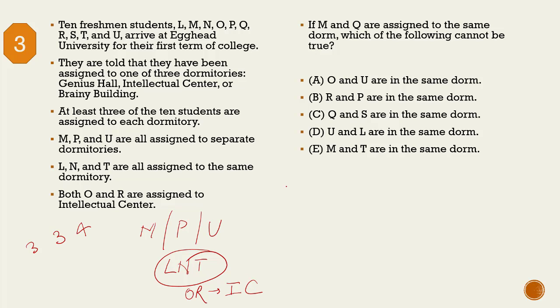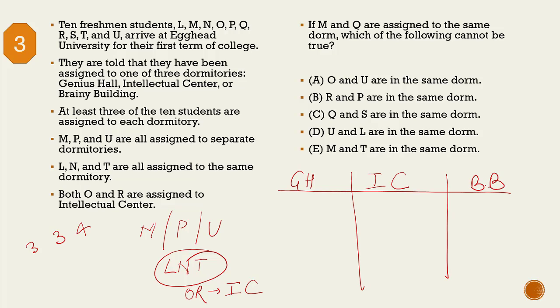Okay. Now let's start with our arrangement. So we have Genius Hall, Intellectual Center and Brainy Building, 3 dormitories. Original conditions, it's already been given that O and R are part of Intellectual Center. Now let's have a look at the first question, and the first question itself has one of its own conditions. If M and Q are assigned to the same dorm, which of the following cannot be true?